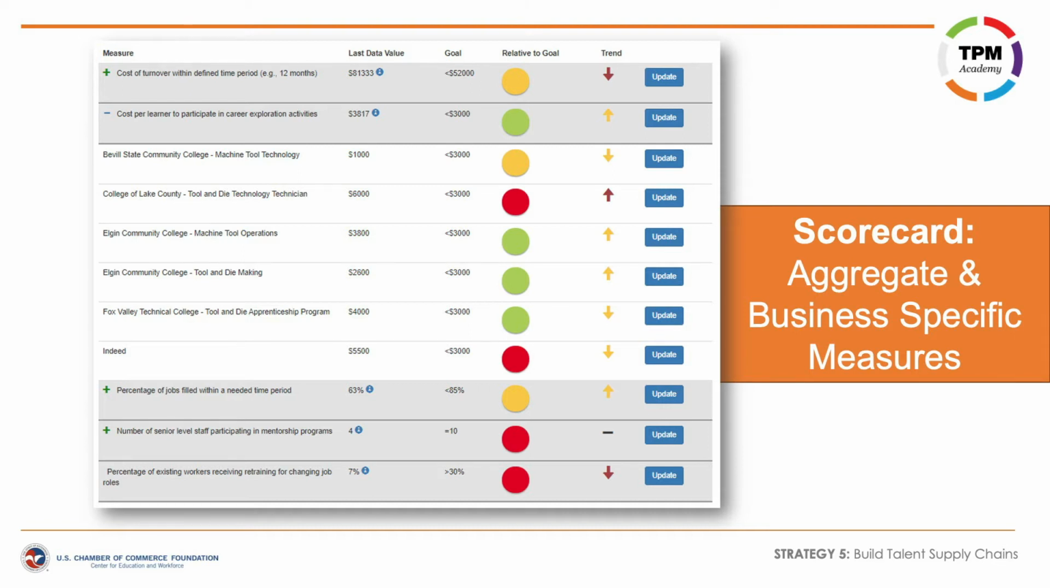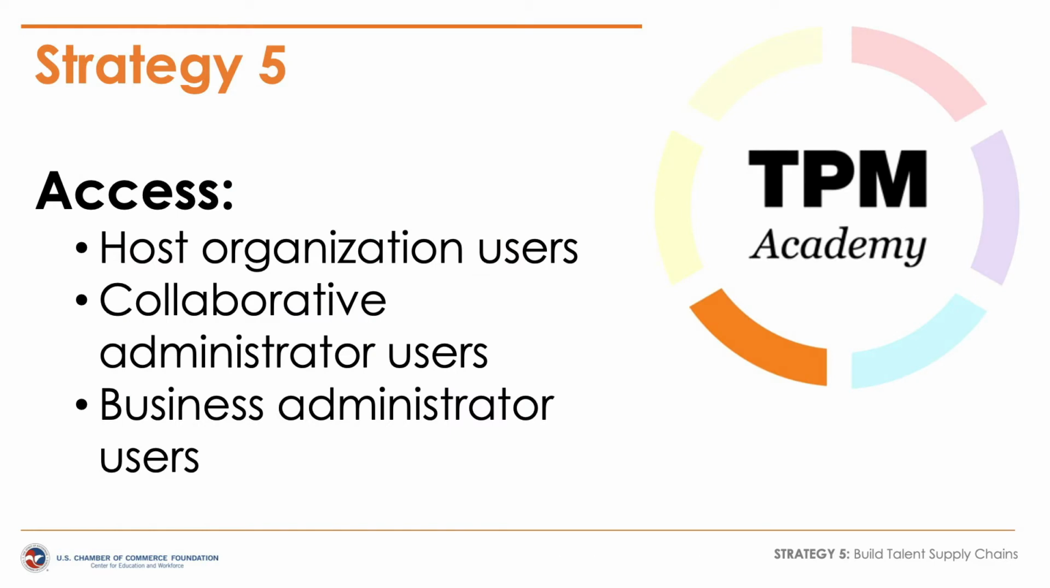Additionally, by comparing performance, your collaboratives can identify leading practices that can inform continuous improvement. Creating a scorecard is a Strategy 5 web tool feature. Host organization and collaborative administrators have the ability to create and manage scorecards. Business administrators have access to view scorecards that have been associated with their business.